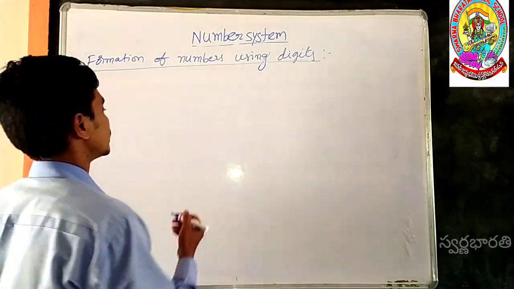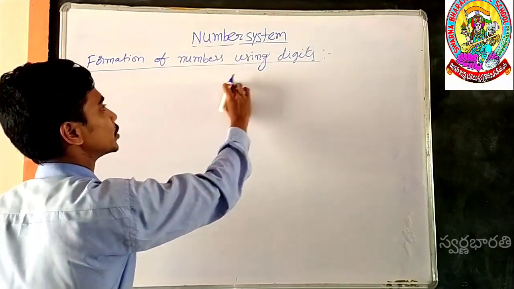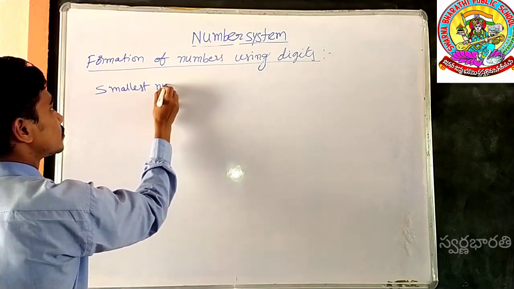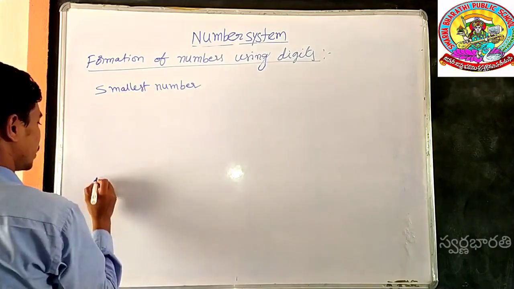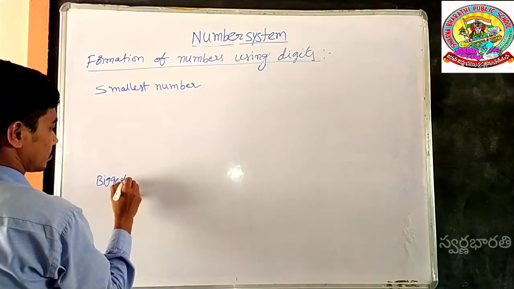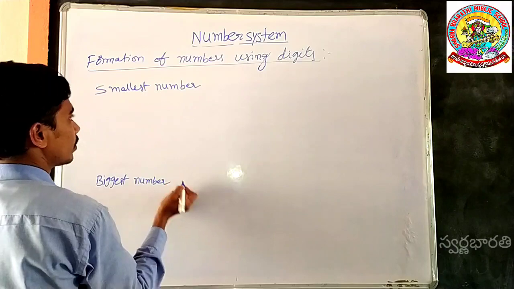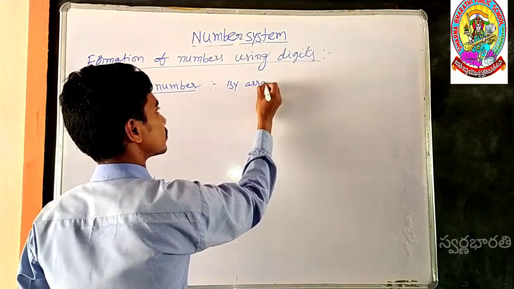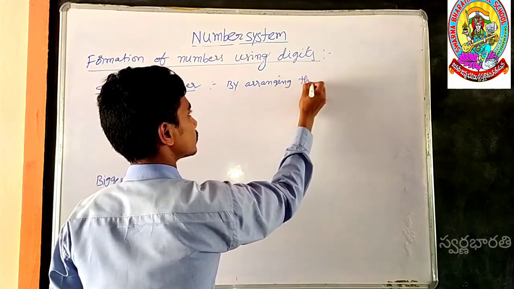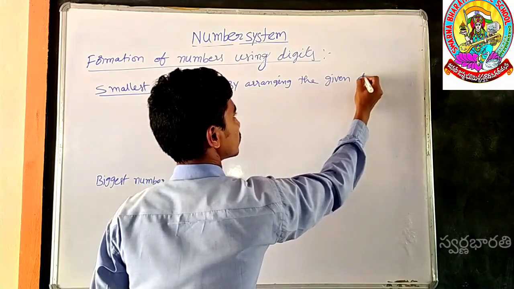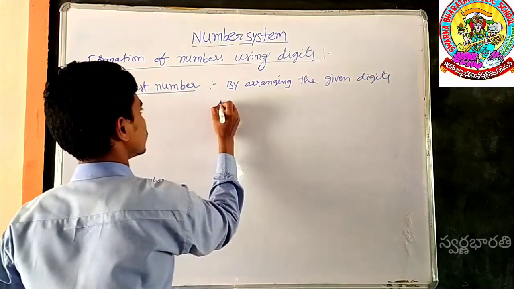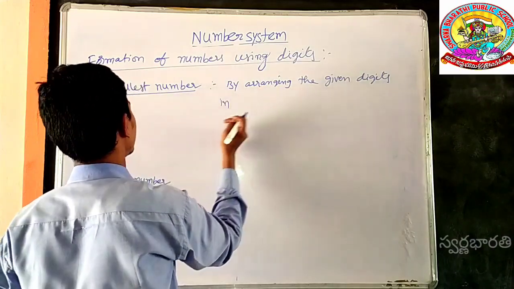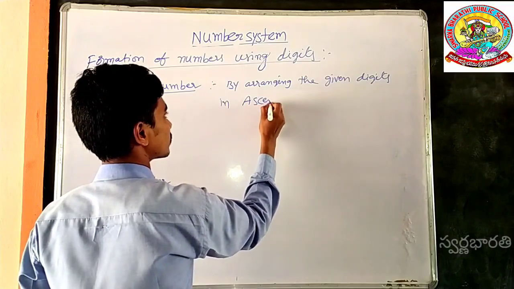Formation of numbers using digits. How can we form a number by using the given digits? Smallest number, biggest number. How can we form a smallest number? By arranging the given digits. If you want to form a smallest number, simply arrange the given digits in ascending order.